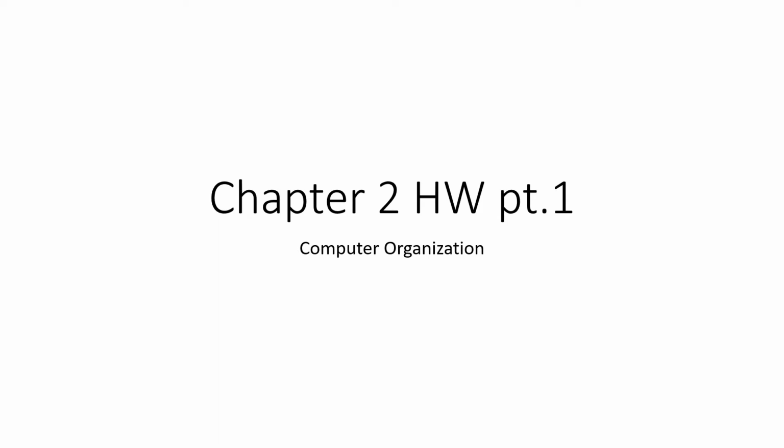So today we will be focusing on chapter 2 homework part 1. What we're going to go over is the conversions from decimal to binary or binary to decimal. We're also going to look at hexadecimal conversions as well. And then we're going to go over the ones complement, twos complement, and sign magnitude. So we have a lot to do, so let's get started.